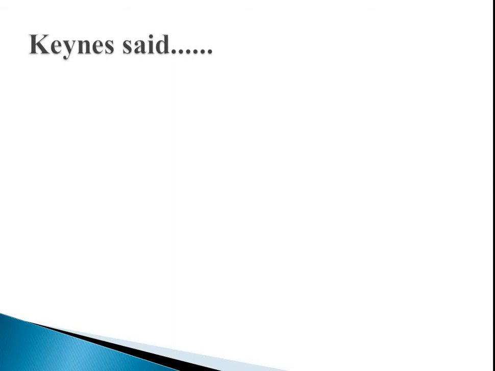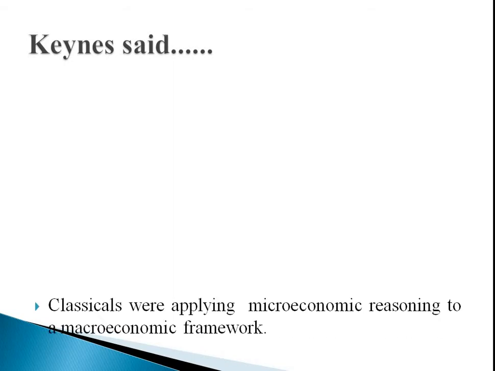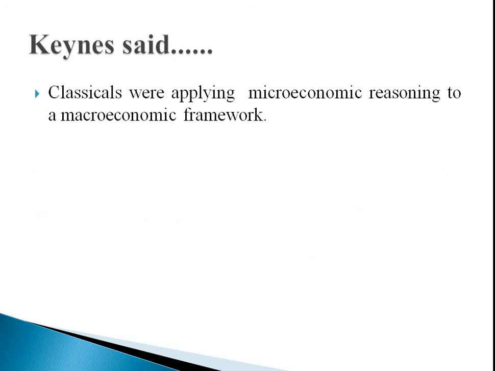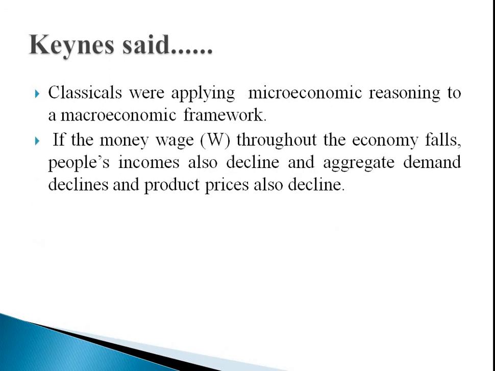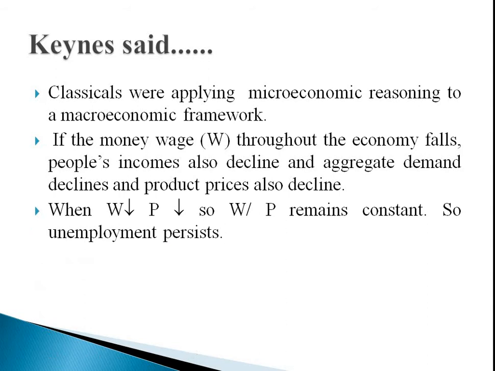Keynes, however, objected to this. He said that the classicals were applying microeconomic reasoning to a macroeconomic framework. He also said that if the money wage rate W throughout the economy falls, then we cannot assume demand to remain unaffected. This is because as money wage declines, people's incomes also decline and aggregate demand declines. So product prices also decline in response to a decrease in aggregate demand.